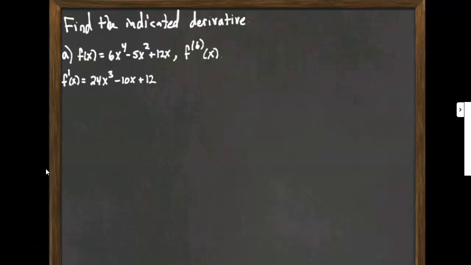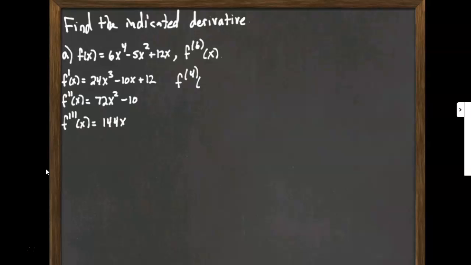You may want to pause the video and try to work this out the rest of the way yourself. So the second derivative, we bring the 3 down. That gives us 72x². Derivative of 10x is just 10, minus 10. And then derivative of 12 is 0, so it's gone. Third derivative, bring the 2 down. We get 144x. The 10 goes away because it's a constant.